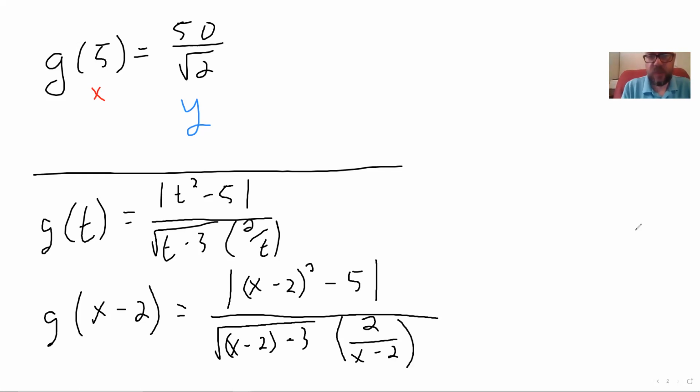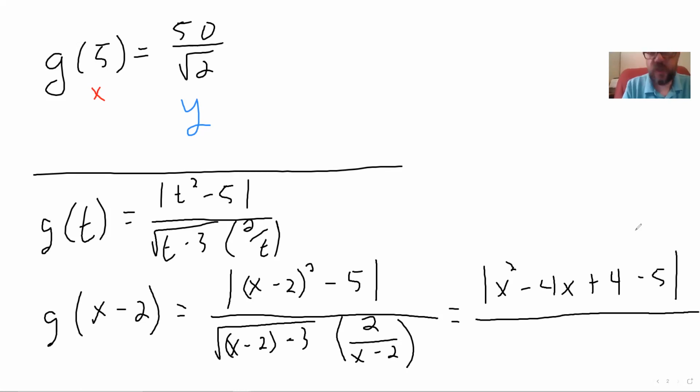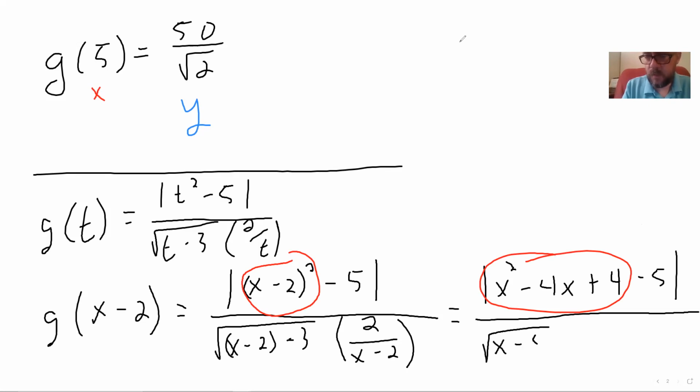And now we can clean this up a little bit. So I can multiply the top out to give me absolute value of x squared minus 4x plus 4 minus 5. All I did was take this and multiply it out to get that. And then in the bottom, x minus 2 minus 3 is just x minus 5. And then I can't really do much with the other thing, 2 over the x minus 2. And we can simplify this a little bit more. Plus 4 minus 5 is minus 1.